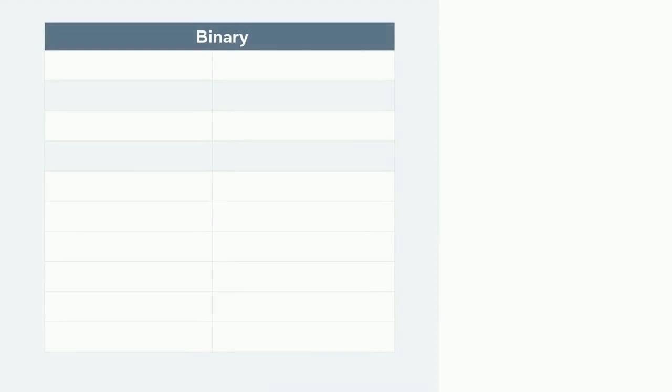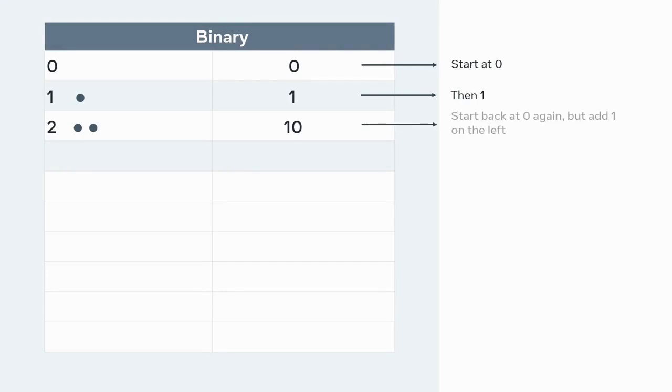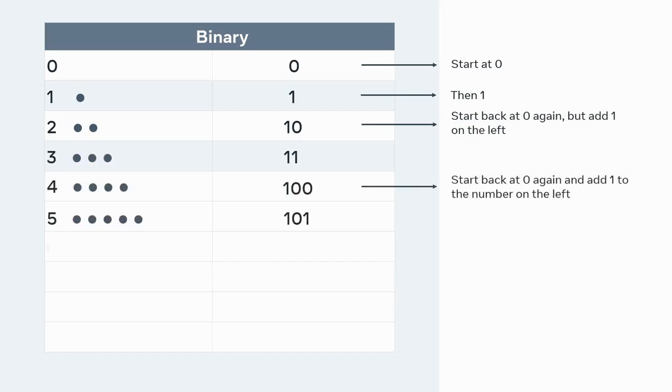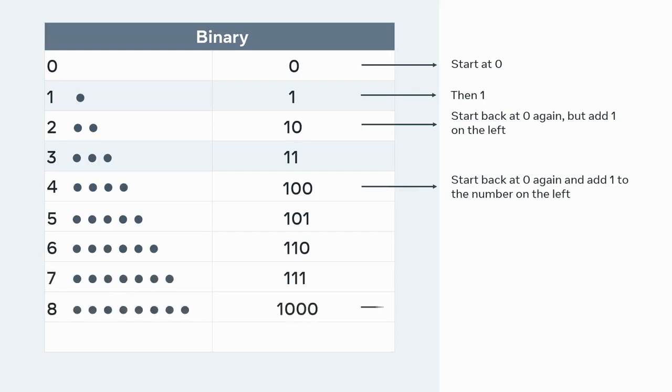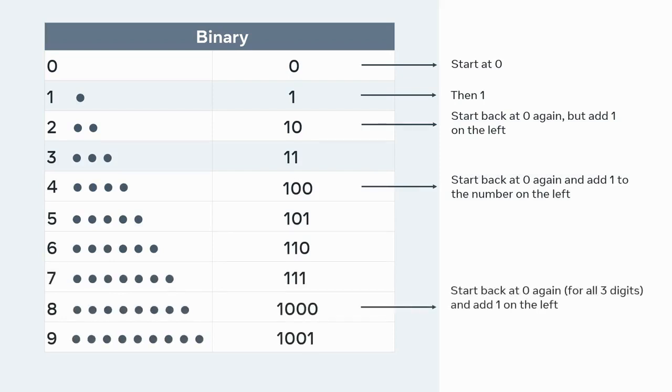Let's explore it step by step. Start to count with a 0, then add 1. To get to 3, start back at 0 again, but add a 1 on the left. As soon as all the 1s are full, start back at 0 again and add 1 to the number on the left. But that number is already at 1. So it also goes back to 0, and 1 is added to the next position on the left.